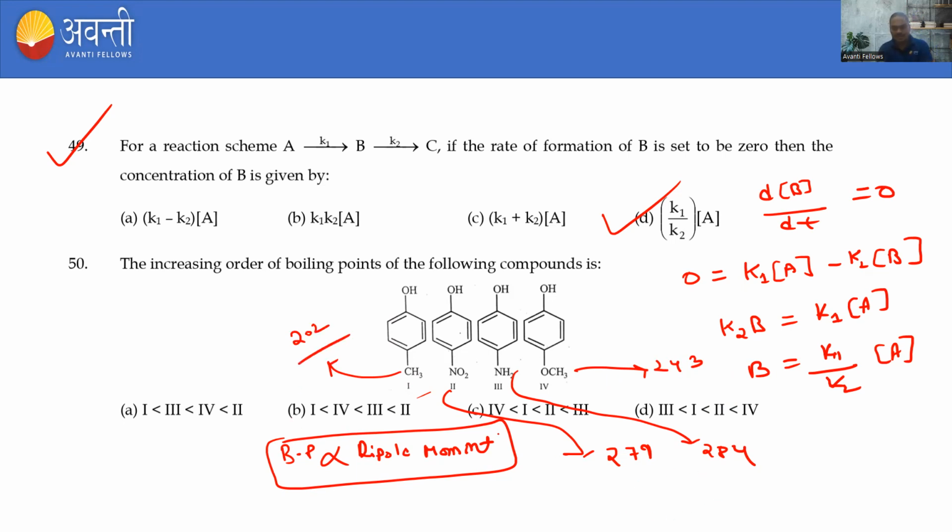So maximum we have NH2, right, maximum we have NH2. So the value is like 284, 279. Let me write again, right? So you can arrange according to this. So the boiling point correct order is 1 we have CH3, 2 we have NO2, third we have NH2 and fourth OCH3. So the correct order is 1, then 4, then third, and then 2. So this is the correct one.